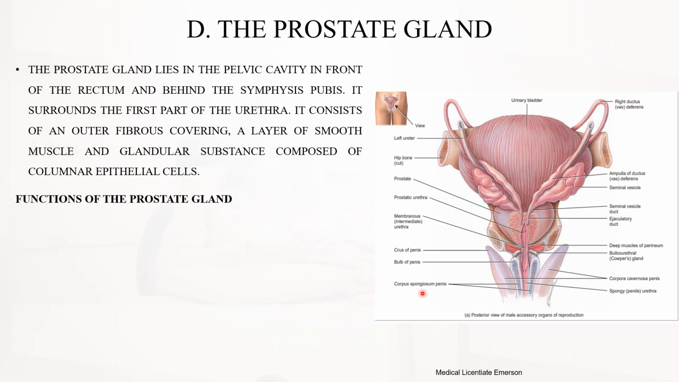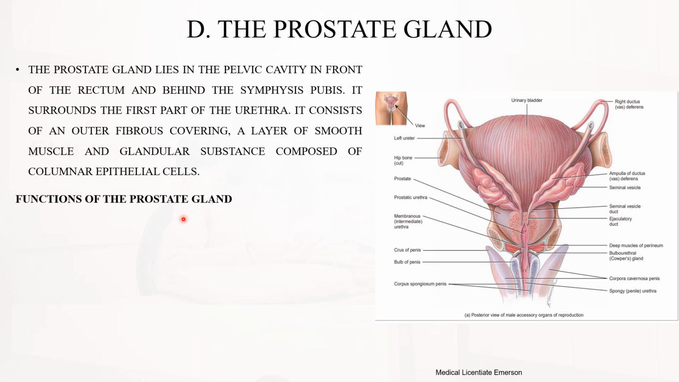Another structure now is the prostate. This is the prostate which I'm pointing at here. The prostate gland lies in the pelvic cavity in front of the rectum and behind the symphysis pubis. It surrounds the first part of the urethra. It consists of an outer fibrous covering, a layer of smooth muscle and glandular substance composed of columnar epithelial cells.